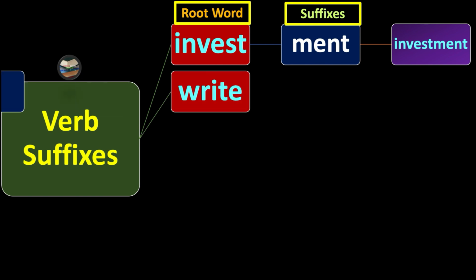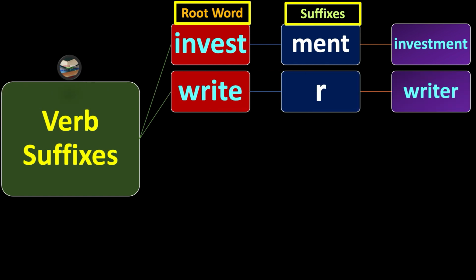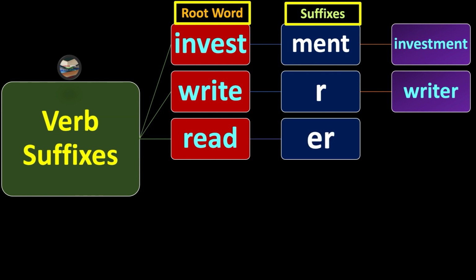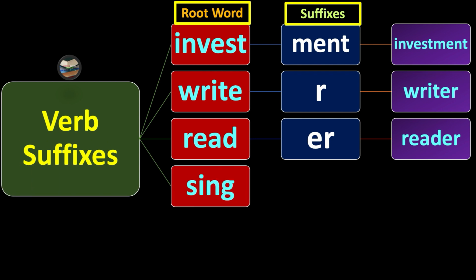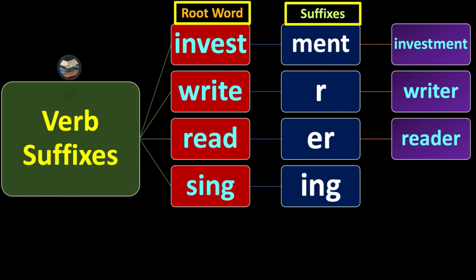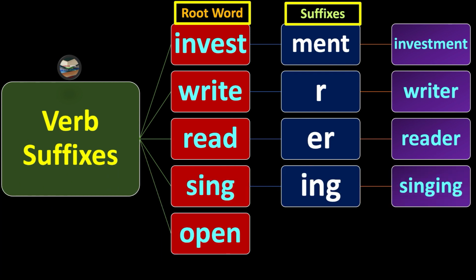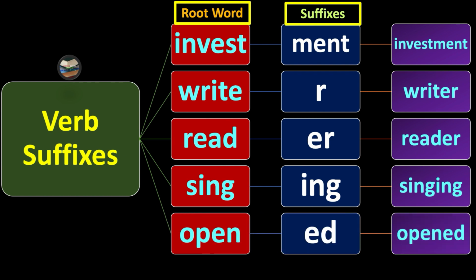Then we have write, suffix r, and then we have a new word, writer. We have the root word read, we add er at the end, of course, and then it becomes reader. Likewise, we have sing, we add suffix ing, and then we have the present continuous form, singing. We have open, we add suffix ed, and then we have the past form of the word, opened.